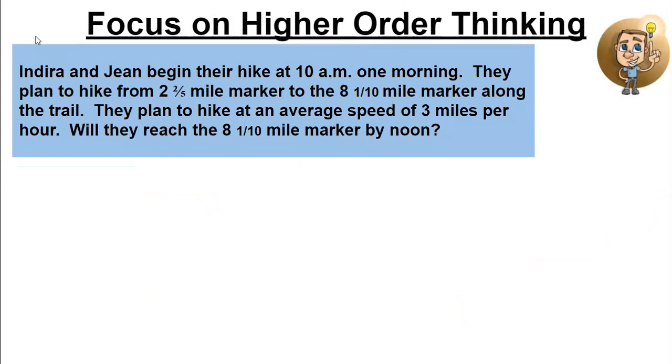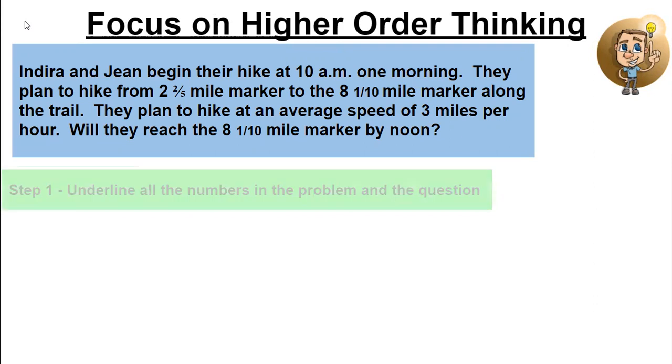Indira and Jean begin their hike at 10 a.m. one morning. They plan to hike from the 2 2/5 mile marker to the 8 1/10 mile marker along the trail. They plan to hike at an average speed of 3 miles per hour. Will they reach the 8 1/10 mile marker by noon? That is the question. What do we do?